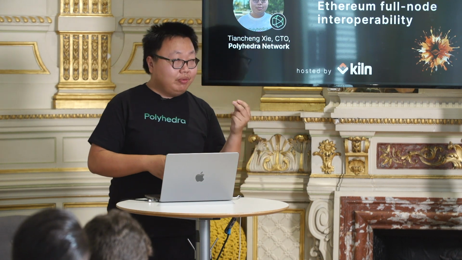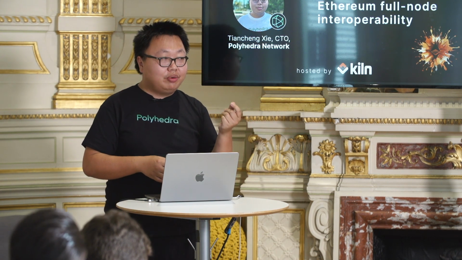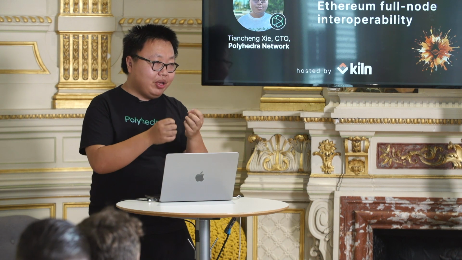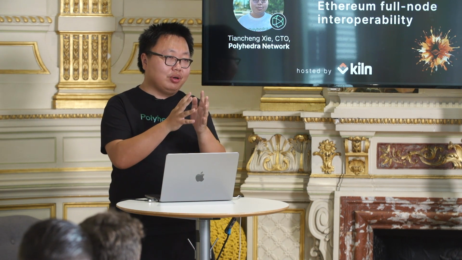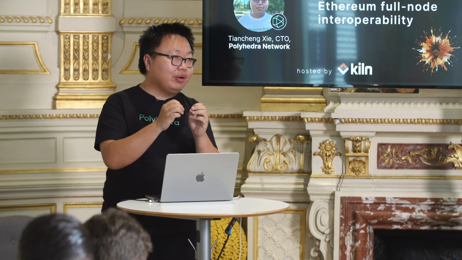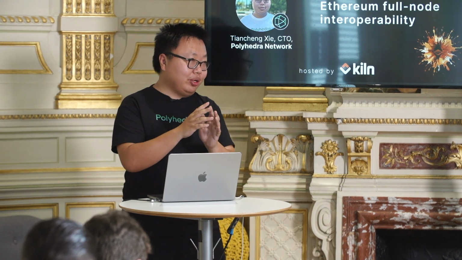And after the Virgo proof is generated, we further use recursion to compress the proof. The final proof will be a tiny proof, like 200 bytes. And the final verification on chain is like 200 kilo gas.